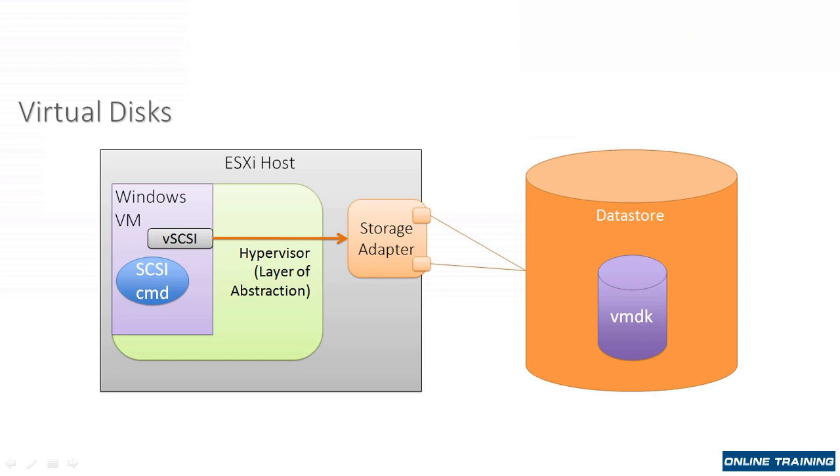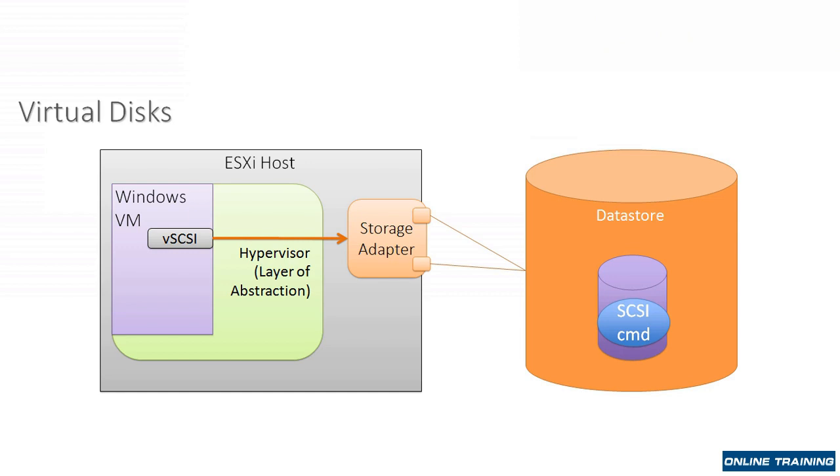So when Windows needs to read and write data, it generates SCSI commands, and those SCSI commands are sent to the virtual SCSI controller, which is basically fake hardware. Right? And when those SCSI commands arrive at the virtual SCSI controller, it's the job of our ESXi host to redirect those commands towards the appropriate storage location. That's how we achieve storage virtualization.